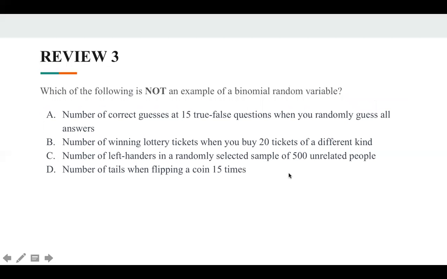Good. So which of the following is not an example of a binomial random variable? So remember the three conditions that we discussed for something to be a binomial random variable. So the options are A, number of correct guesses out of 15 true or false questions when you randomly guess all answers; B, number of winning lottery tickets when you buy 20 tickets of a different kind; C, number of left-handers in a randomly selected sample of 500 unrelated people; and D, number of tails when flipping a coin 15 times. So read those over.